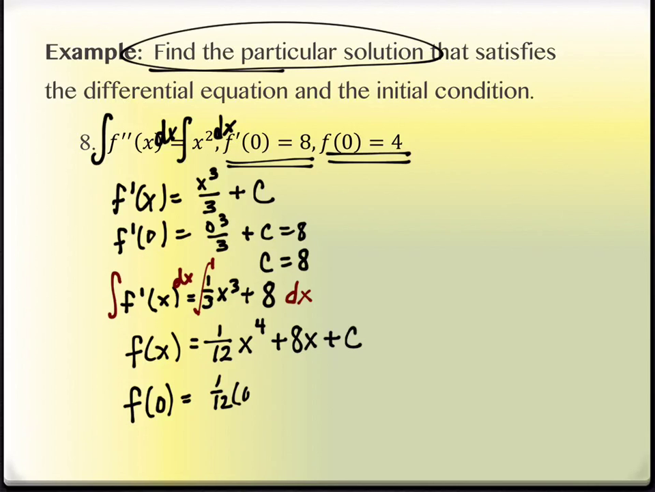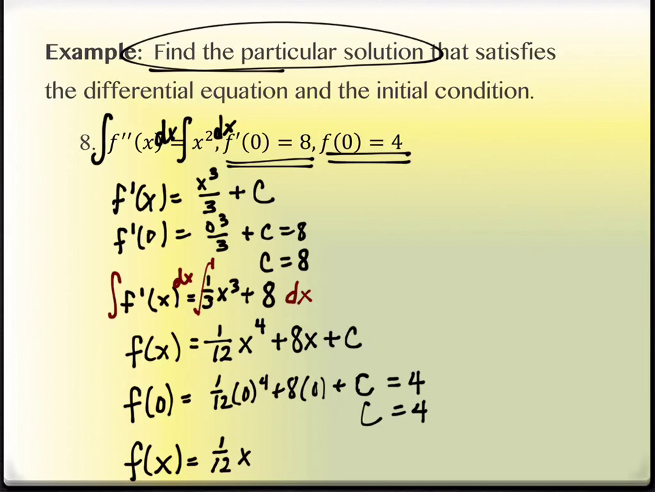So this is 1/12 times 0 to the fourth, plus 8 times 0, plus c equals 4. So on this one, c is equal to 4, and my actual function is 1/12 x to the fourth plus 8x plus 4. And if we were to take the derivative of this and then take the derivative of that, would we get back to x squared? Yes, we would. All right.